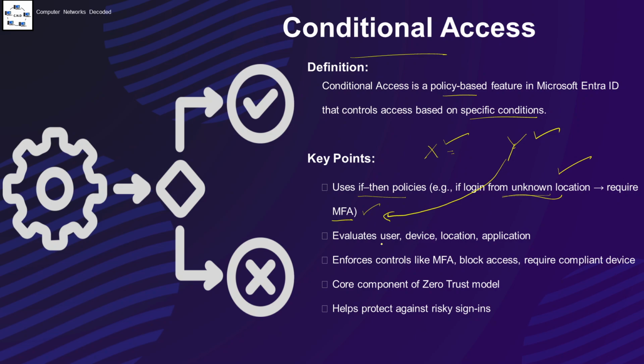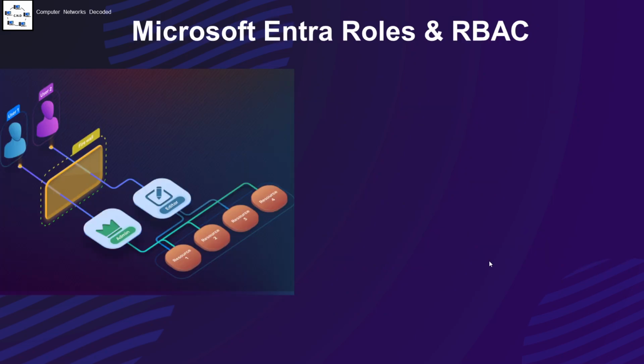So it evaluates user, device, location and application. These are multiple factors and conditions that are evaluated by Microsoft Entra to grant access. It enforces controls like multi-factor authentication, it can block the access, and it may require the device to be compliant, such as the device having a firewall turned on or its security patches updated, etc. It is the core component of the zero trust model and it helps protect against risky sign-ins.